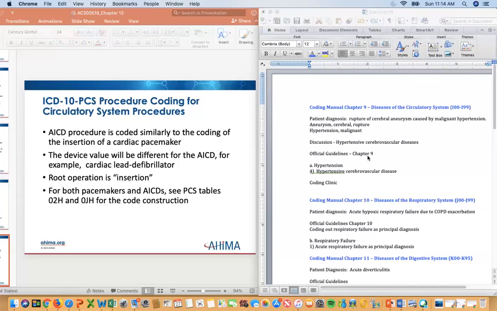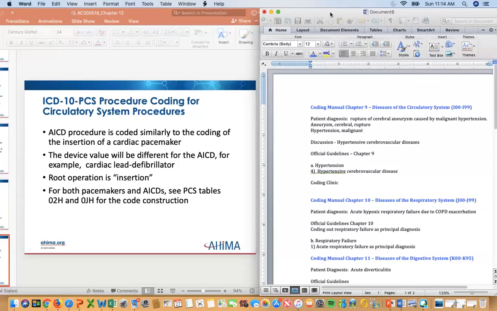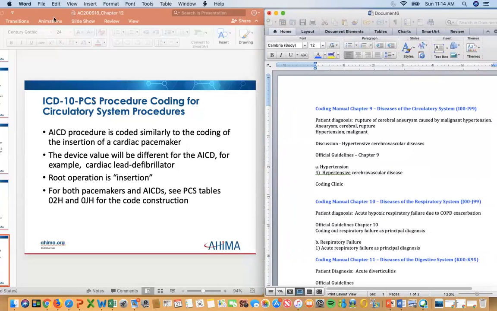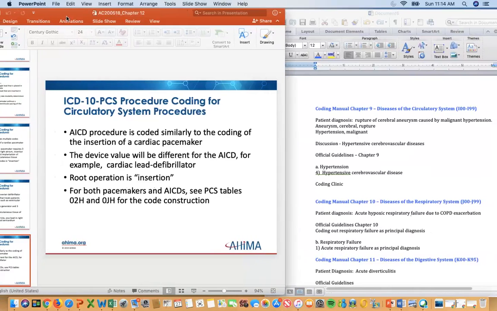Okay, so in my document to the right here, I put the official guidelines for Chapter 9, hypertension, and then hypertensive cerebrovascular disease is where we should have been. And then I did mention the Coding Clinic. The couple of Coding Clinics are there, and you should be able to find those if you have access to the encoder. All right, let's just keep moving on.